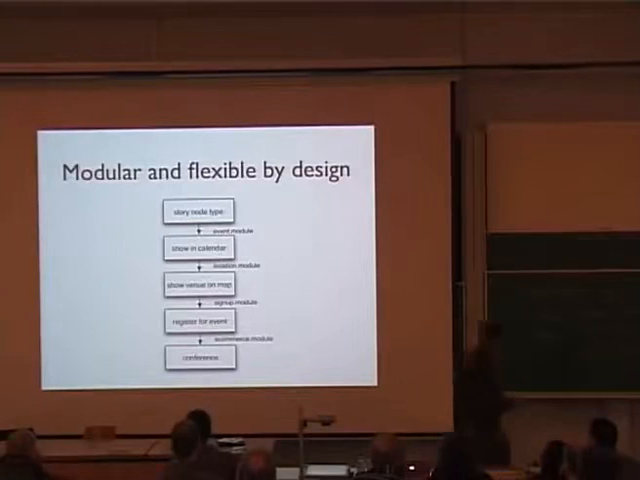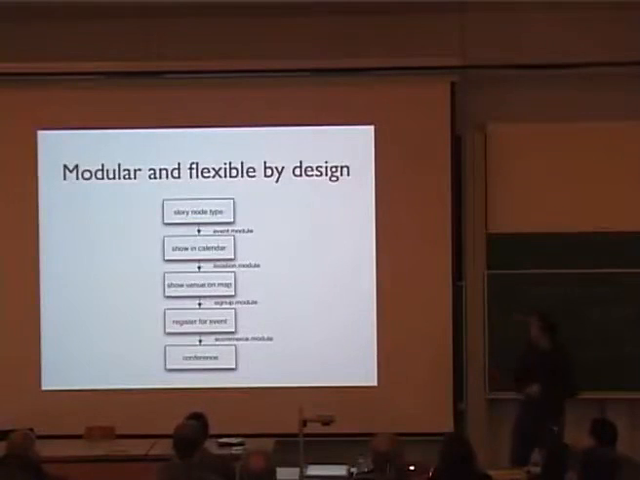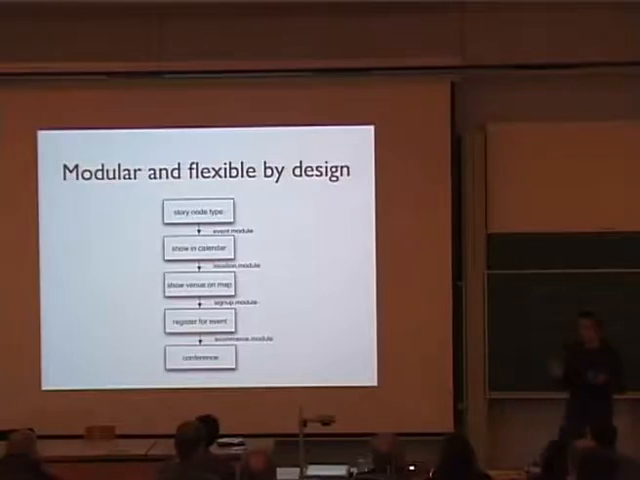And here is another example. Okay, so say we start with the story node type, which is provided by the story module, and a story is really a basic content type. It has a title and a body, it has an author and a couple of other things. So it's really a very basic type.